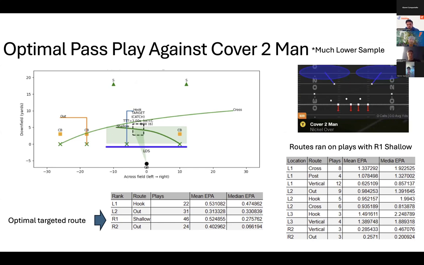This one is going to be basically a mesh concept. We used the exact same method as before. And this makes sense considering what we talked about before, where we said that spread formations and trips left specifically were really good against cover two, specifically man. And then the cross route targeted could be targeted deeper or shorter depending on play design, but basically the exact same method, but the cover two man had a much lower sample just because it's run less. So that's something to consider as well.